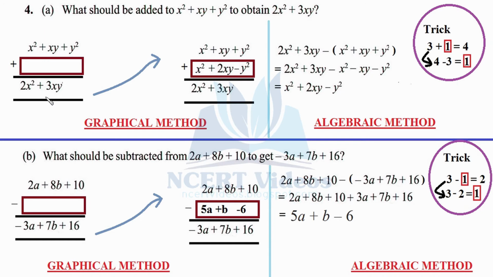1xy is becoming 3xy, and we have addition. Therefore it simply means we are adding 2xy. Therefore plus 2xy. And as you see in the answer, we don't have y square. It means we have to introduce its inverse. Its inverse will be minus y square. Therefore the answer is here. But how will you solve it algebraically?